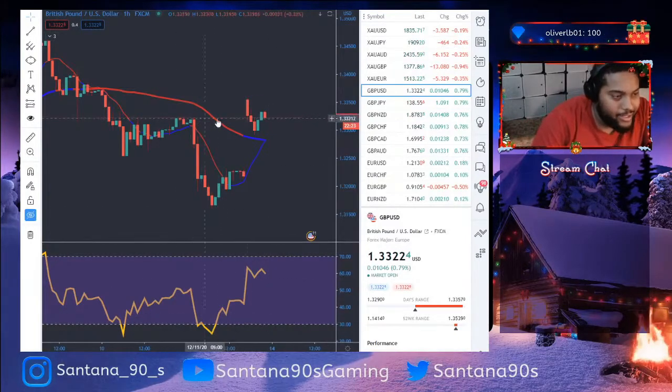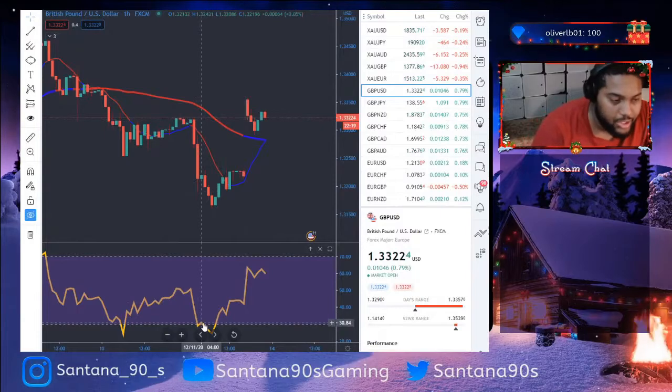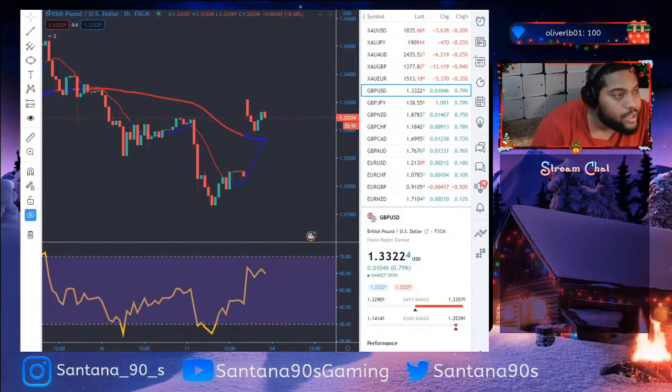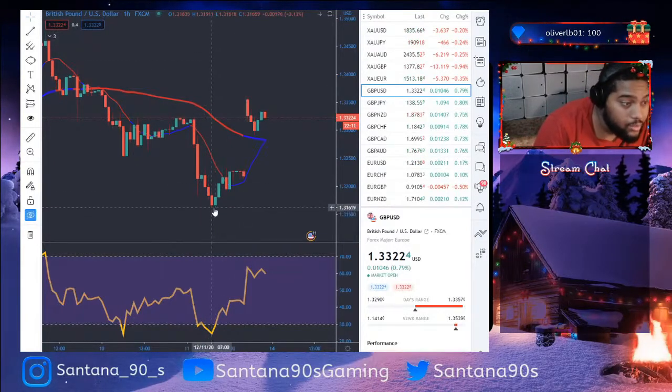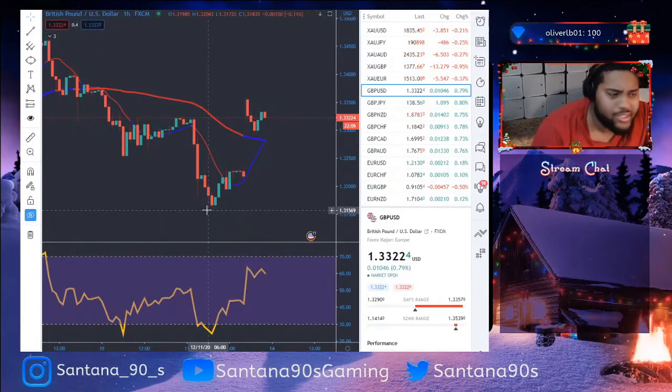So remember, let's say right here, since it was getting closer to the 30. Oh, but this is the 1 hour, right? Oh, and it's close to the 30. Huh? It's oversold.